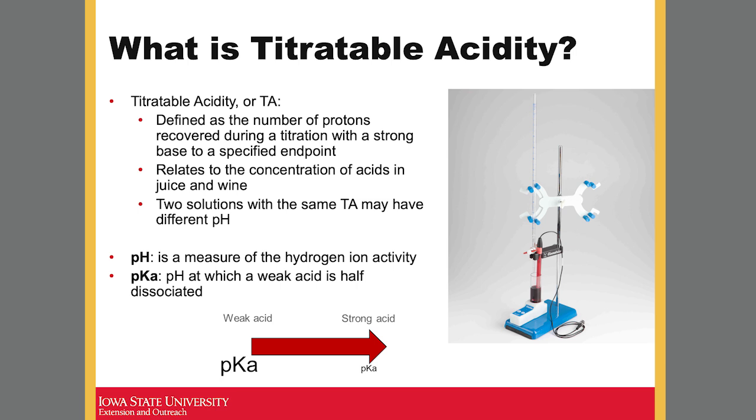The pH is really the measure of hydrogen ion activity, which is different. Two solutions with the same titratable acidity can have a different pH. That's really because they don't look at exactly the same thing. Something to note, and that's something I'm going to mention in the next slide, is the pKa. The pKa is the pH at which a weak acid is half dissociated. And that's what we do when we do a titration.